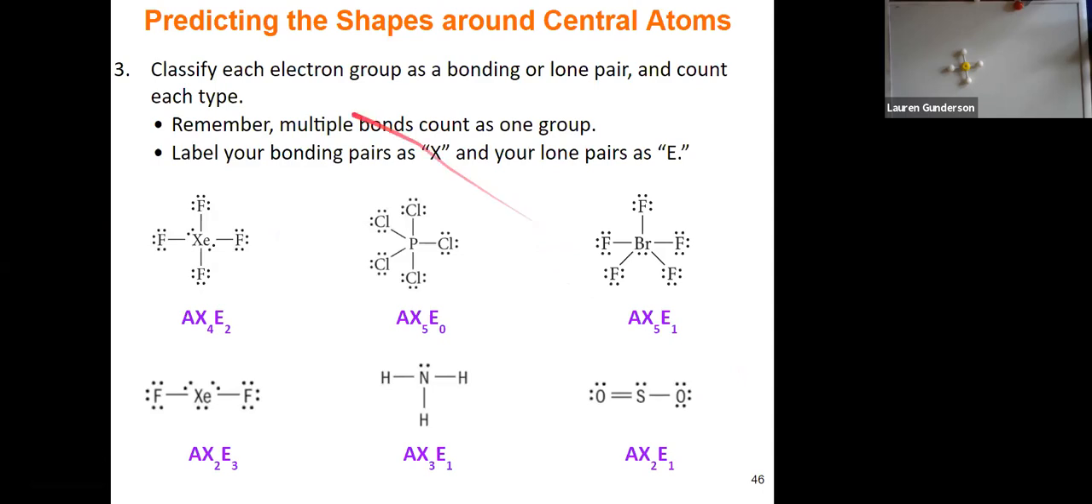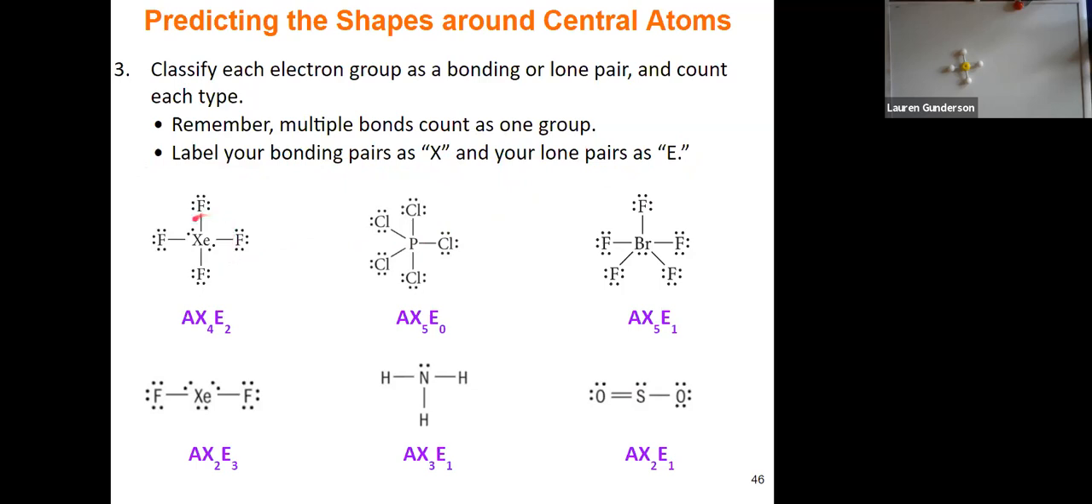After that, you're going to classify each electron group, either a bonding pair or a lone pair, and you're going to count how many of each one you have. And remember that multiple bonds only count as 1 electron group. And this next part you don't have to do, but I'm telling you about the notation that I'm going to be using in many of these slides. I will label my bonding pairs as X, and I'm going to label my lone pairs as E. That's a very standard way to do it.